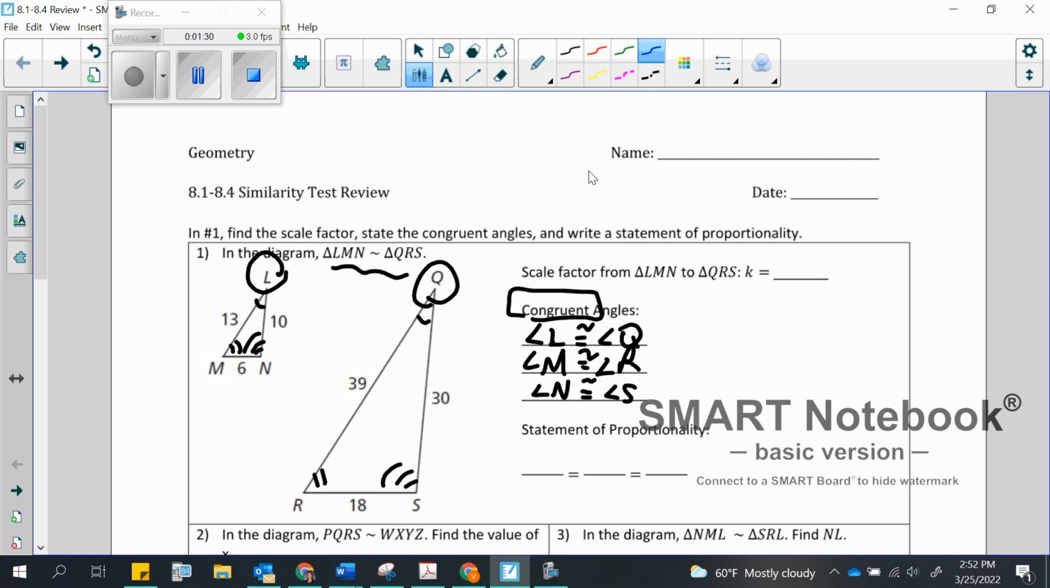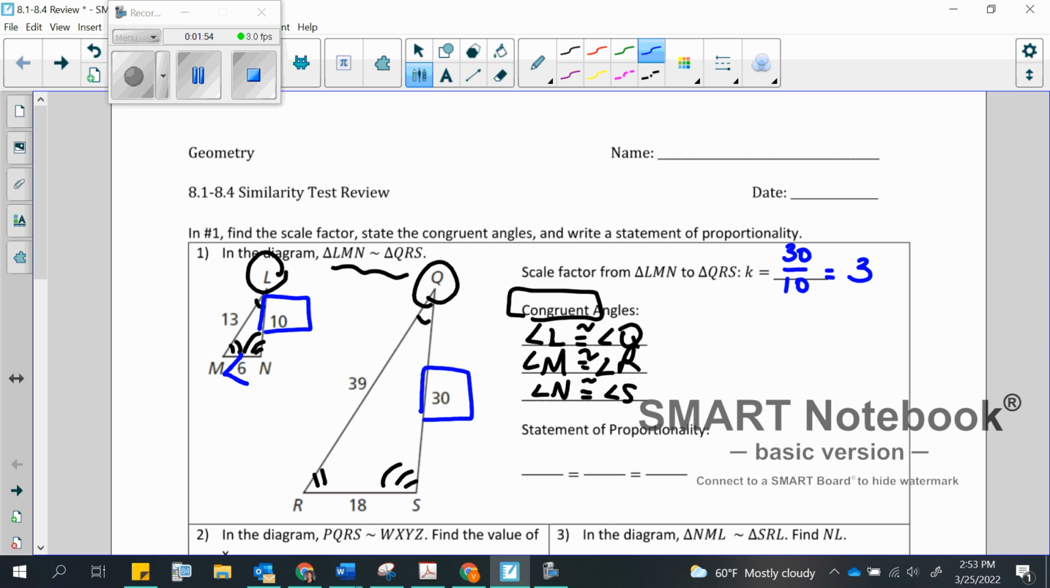When you are finding a scale factor, you always want to start with, so it says find the scale factor from LMN to QRS. Remember, your scale factor is always new over old. So new over old, pick any two corresponding sides, which we'll talk about in a second, based on the similarity statement, and divide them. So new over old, so this would be 30 over 10, which equals 3.